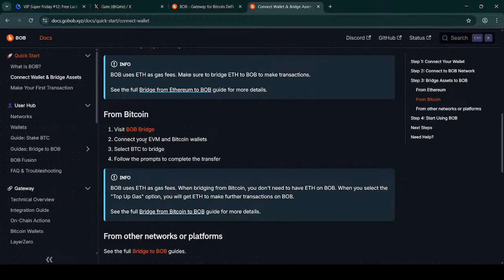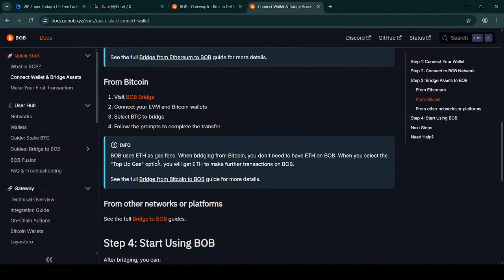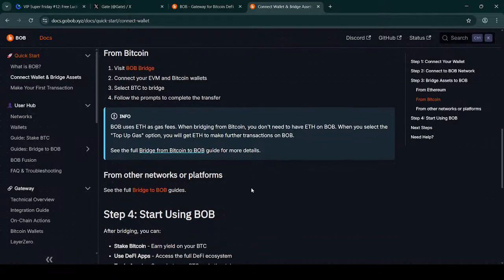To bridge from Bitcoin, visit the BOB bridge, connect your EVM and Bitcoin wallets, select BTC, follow the prompts, and complete the transfer. BOB uses Ethereum as gas, and when bridging from Bitcoin you don't need to have Ethereum on BOB. When you select the gas option, you will get Ethereum to cover future transactions on BOB. See the Bitcoin to BOB guideline for more details.